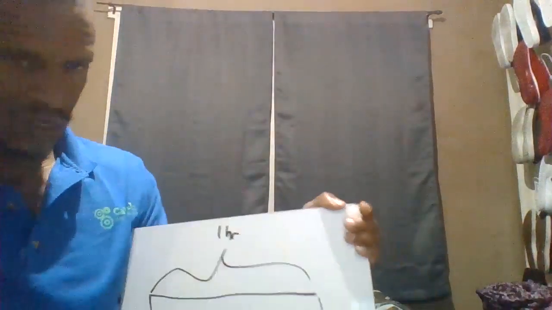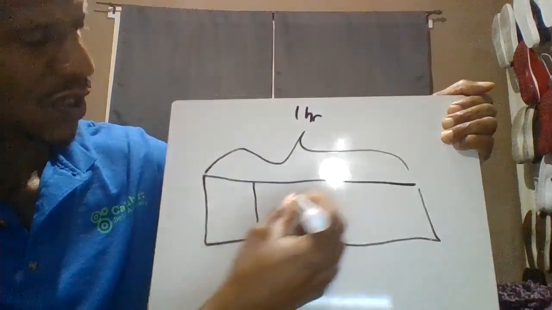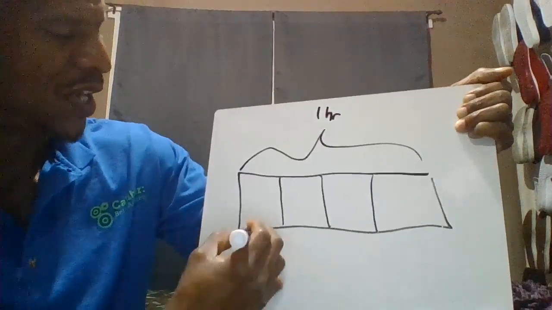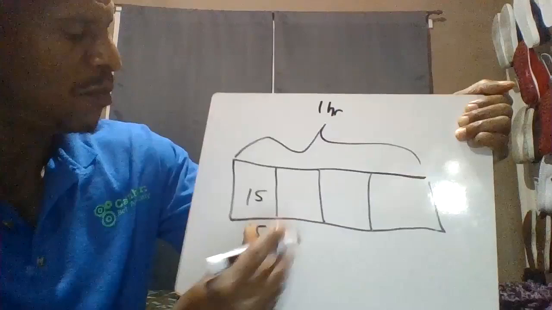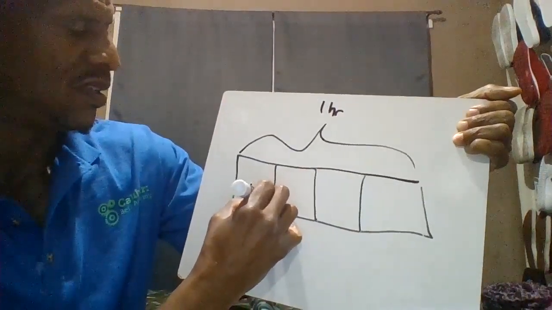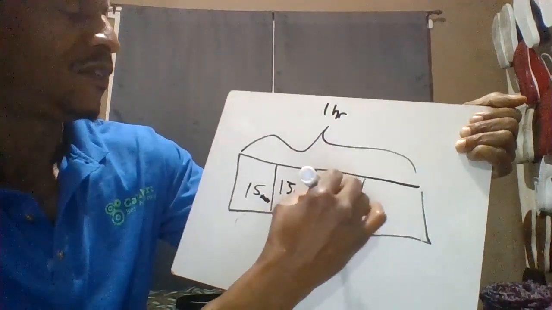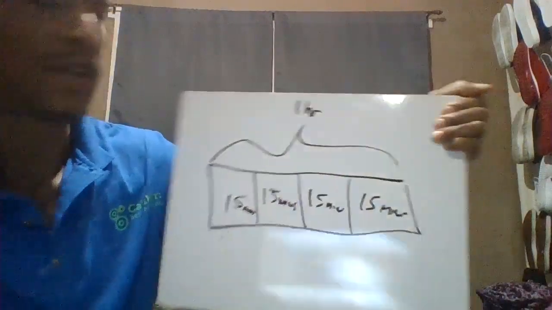Well, let's break this, or partition this rectangle, into 15-minute increments. 1, 2, 3, and 4. Okay. 15 minutes. Let me put it inside the box. 15 minutes, 15 minutes, 15 minutes.